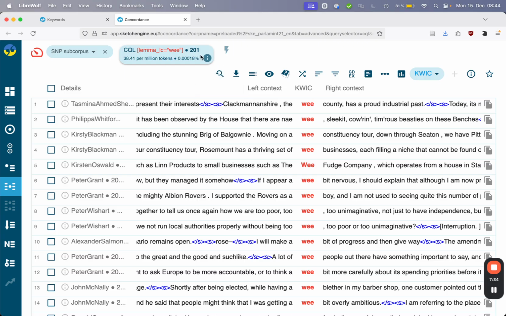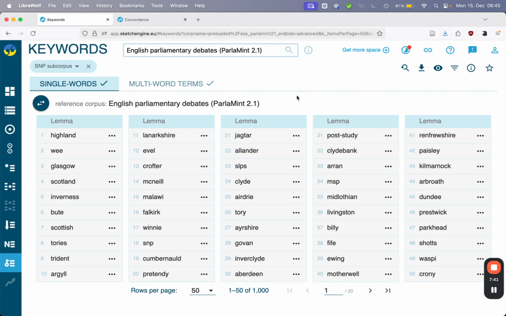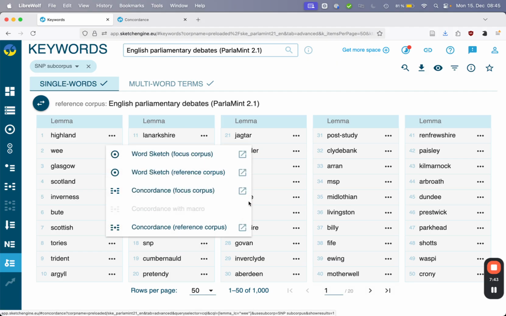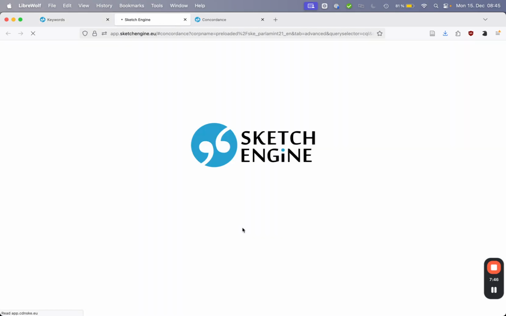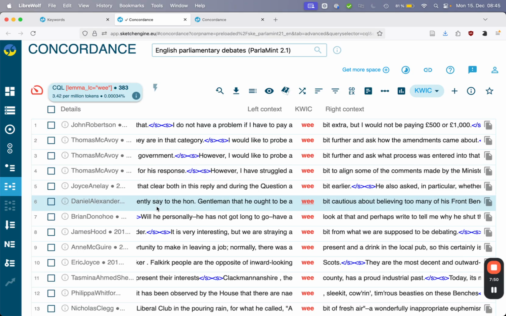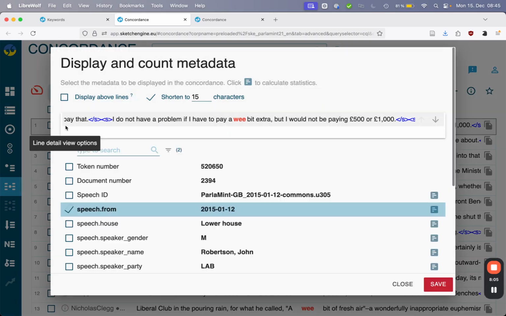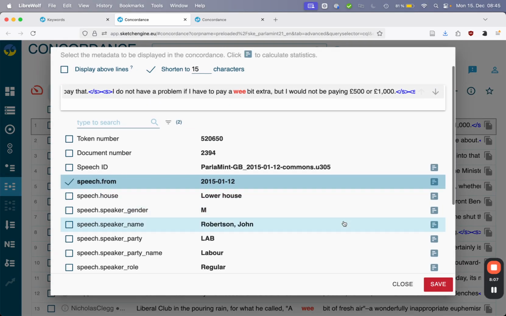And there are 201 occurrences in this subcorpus, and presumably next to 0 in the reference corpus, but we can have a look, see if there are any occurrences, because of course there can be Scottish MPs or North Irish MPs who are not members of the SNP. They might be from a different party. So John Robertson, for instance, uses wee in this context. And we can have a look.